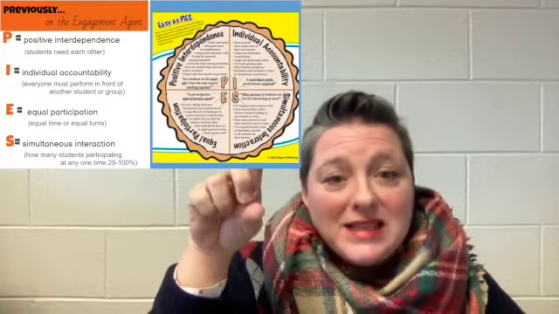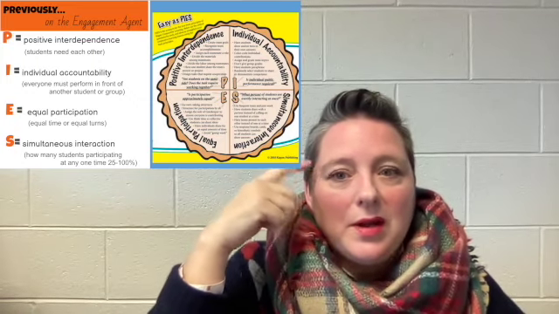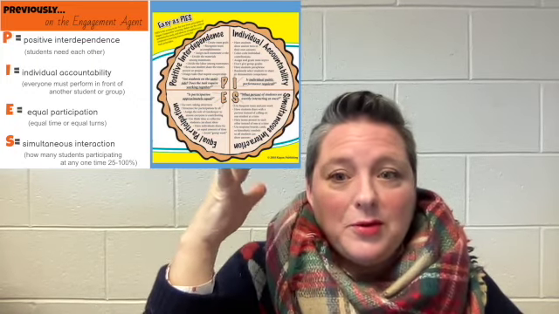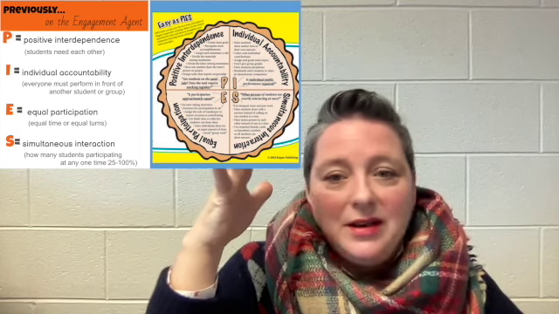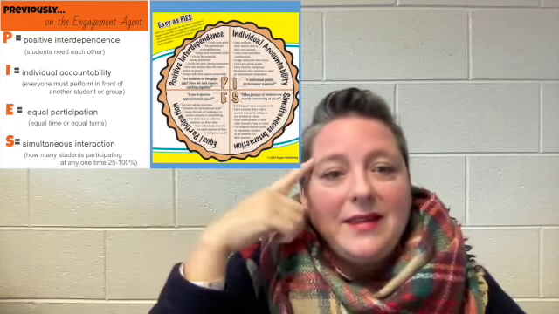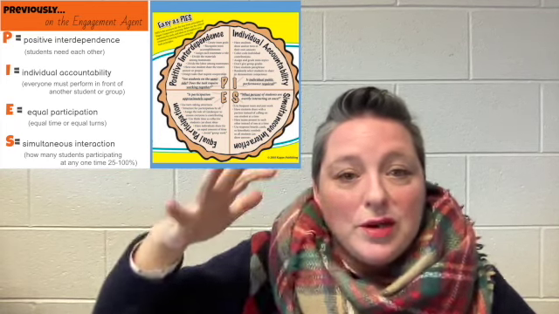So that was with the positive interdependence, where students are needing each other, the individual accountability, where everyone's going to perform in front of another student group, that equal participation, equal time, and equal turns. And then last but not least, the simultaneous interaction, really increasing how many kids get to interact at once. Really great information. This week we're going to be looking at gambits.